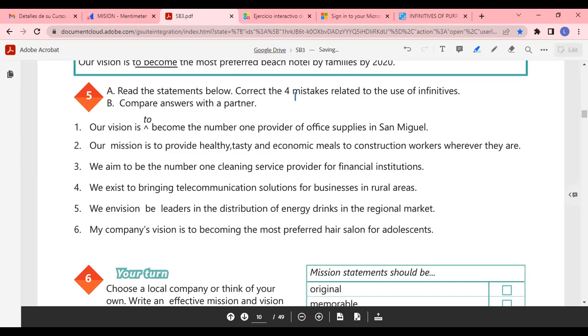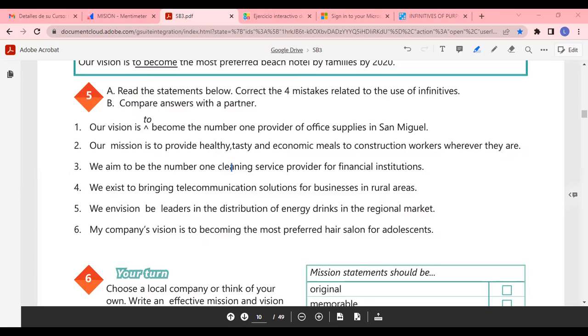Or we don't have a mistake in number 2. Can you read number 2, please? Janice, Carolina? Number 2. Yes, please. Our mission is to provide health, tasty and economic meals to construction workers wherever they are. Very good. Does it have a mistake, everybody? ¿Tiene algún error o le falta algún verbo o está correcta? Is it correct? Yeah, it's correct.